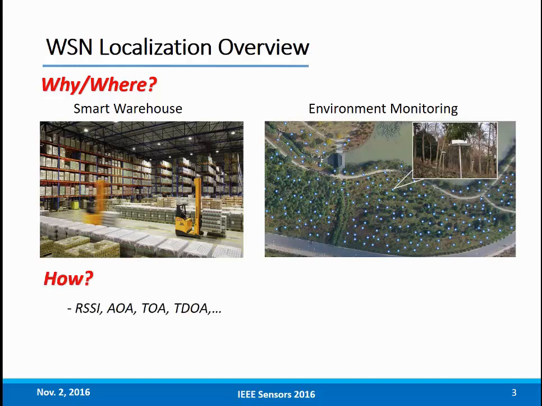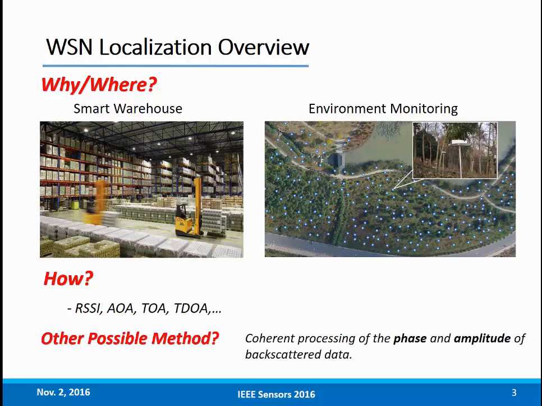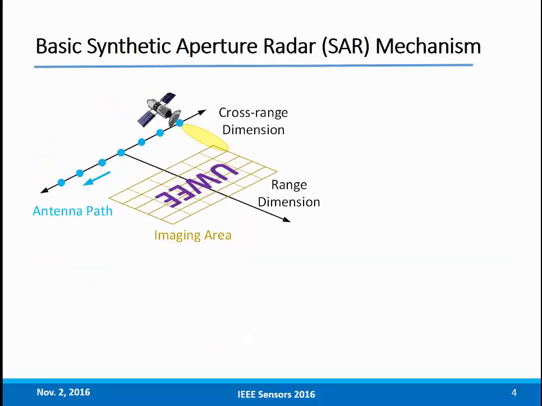A lot of approaches using the signal strength, signal phase, and the signal time of flight measurement have been widely discussed. In our work, we propose a localization method based on coherent processing of both the phase and amplitude of all the backscattered data over a synthetic aperture. SAR, the synthetic aperture radar, is a widely used technique in remote sensing.